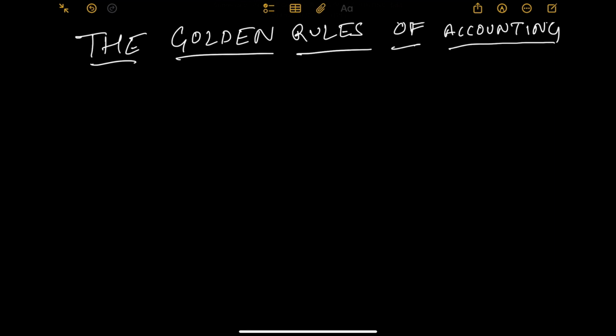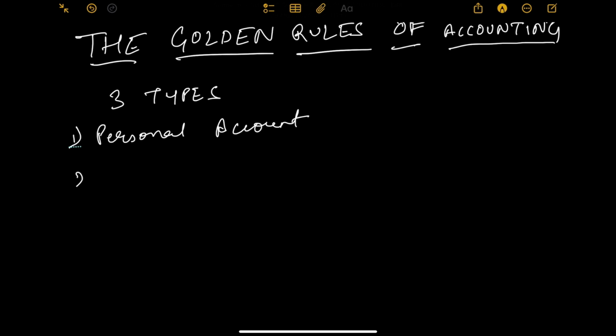There are three types of accounts that are involved in the financial transactions. The first one is the personal account. Second one is the real account. Third one is the nominal account.